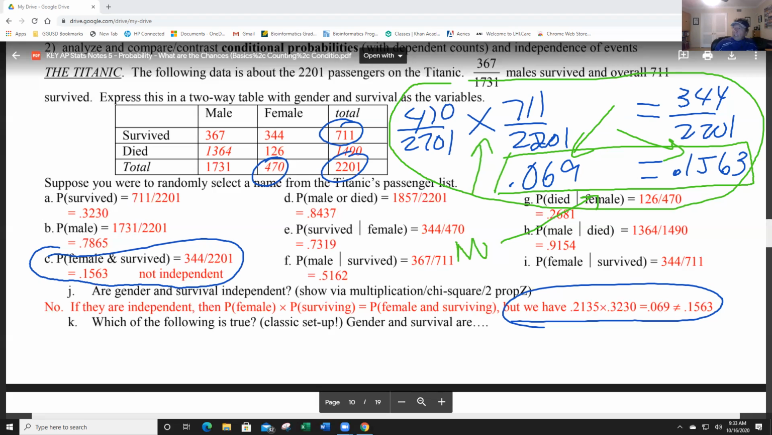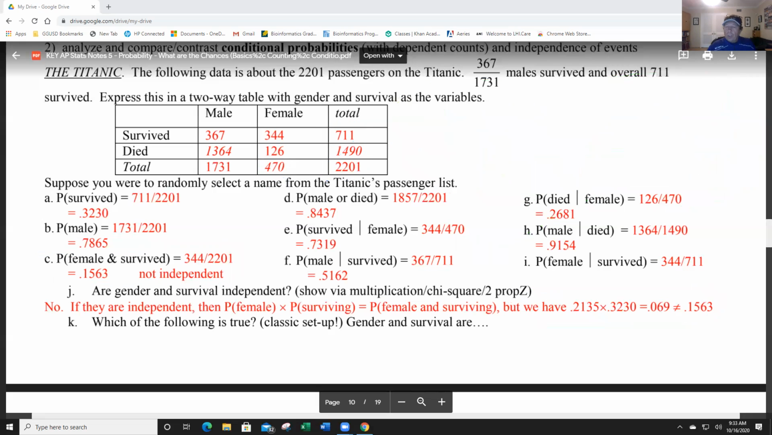Now, let's look at this to show you this from the two proportion perspective. Okay, from the two proportion perspective. All right, if you were male, what are the chances you survived? 367 over 1731. Wow. I think I did the math ahead of time. Maybe I didn't. 367 over 1731. I'll do that real quick.